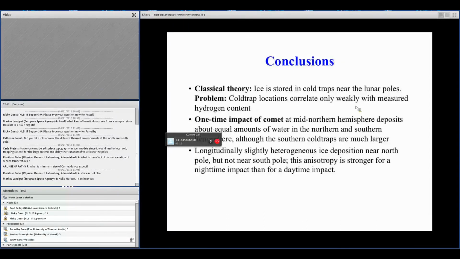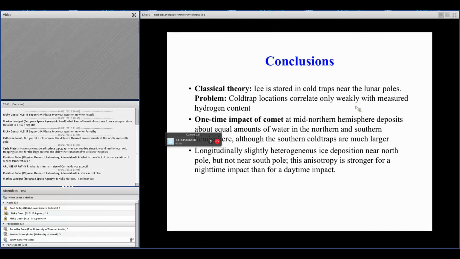So the conclusion is, well, the classical theory is that ice is trapped in cold traps proportional to area. The problem is it doesn't quite correspond to neutron and other data. If most of this ice comes from a one-time impact of a comet at mid-northern latitude, it at least explains why there is so much water in the north compared to the south, where the area of the cold traps in the north is smaller. The longitudinal effect is only a small effect, and that's stronger, I haven't really mentioned it, for nighttime impact than for daytime impact.